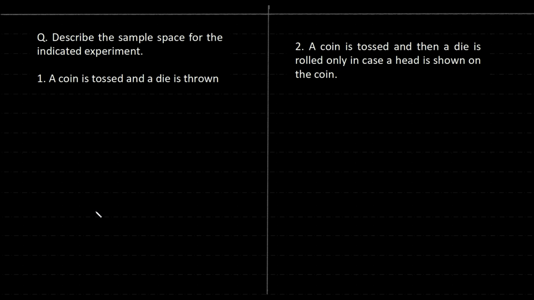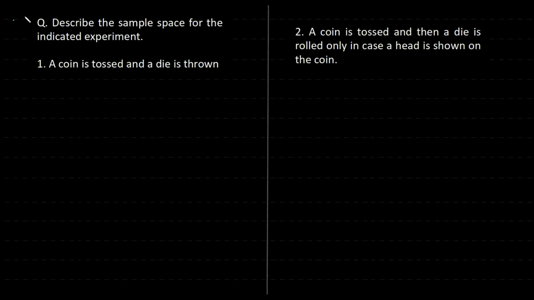Next, we have two sets of questions just to give us a quick idea of what we are talking about. Describe the sample space for the indicated experiment. Okay, so we have a coin is tossed and a die is thrown. So I'm lazy to write it down. Let me show that. Right, sample space of tossing a coin and rolling a die.